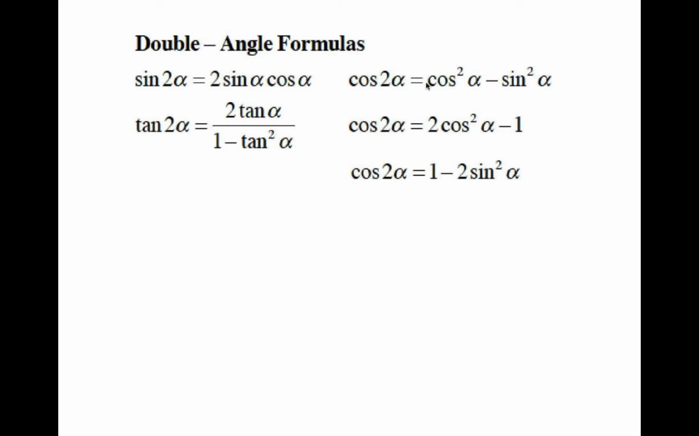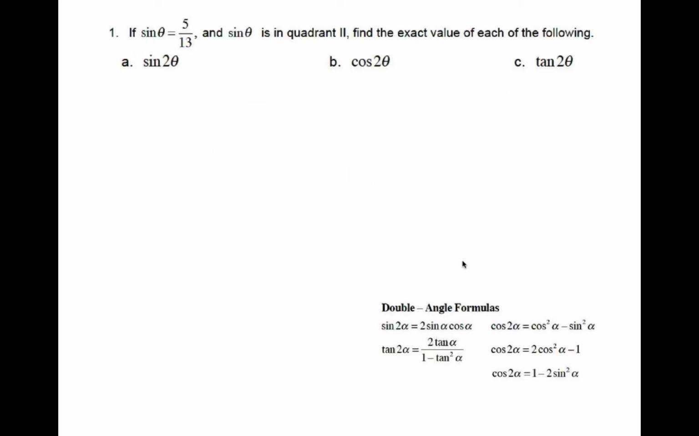This is the tangent one. Cosine has 3 of them, but I always use the top one for simplicity. So yeah, here we go.